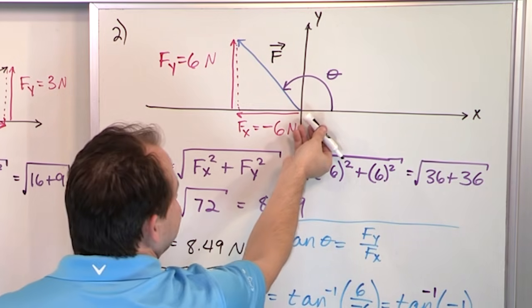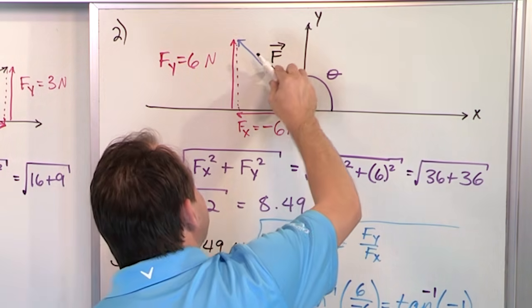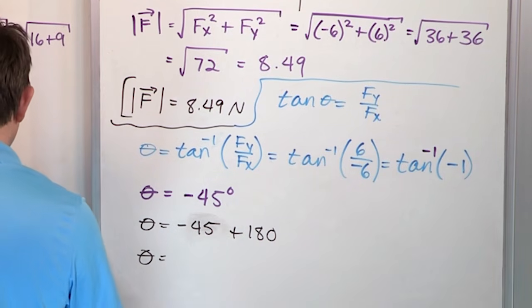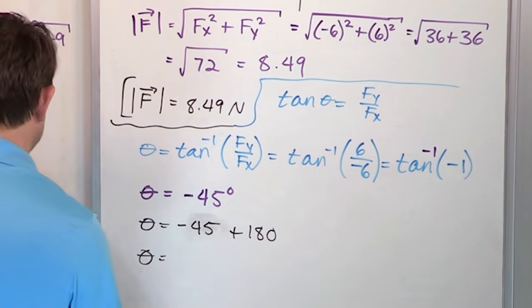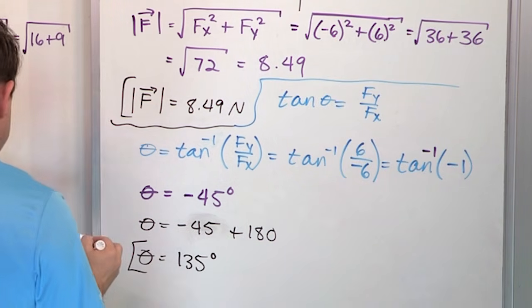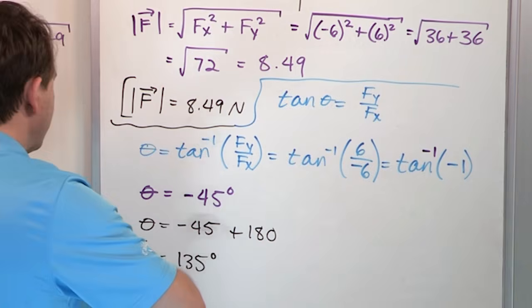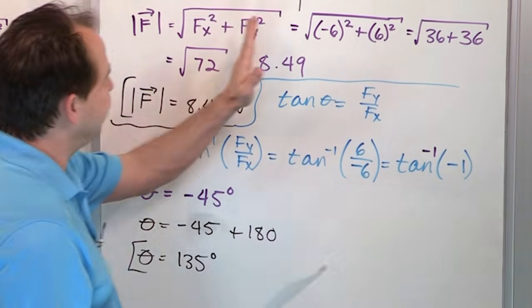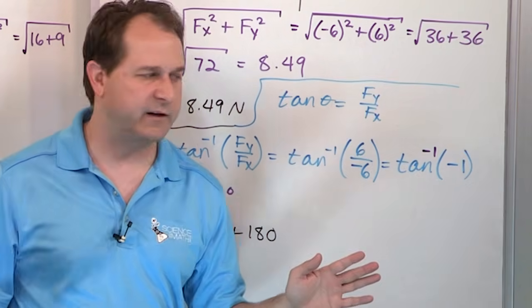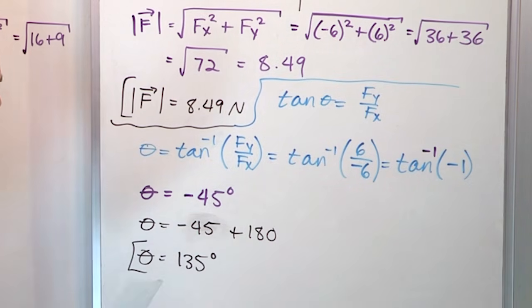The angle, in other words, is not really down here. It's really 180 degrees up here. So whenever you do that, -45 plus this, you're going to get 135 degrees. And that's going to be the angle. When you calculate the magnitude, you're always going to get the same number no matter where the thing is pointed. Everything's going to be fine. You're going to get, in this case, 8.49 newtons.